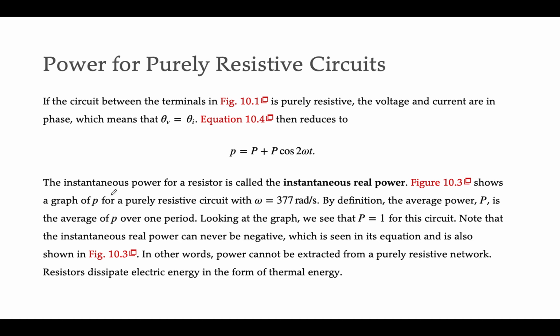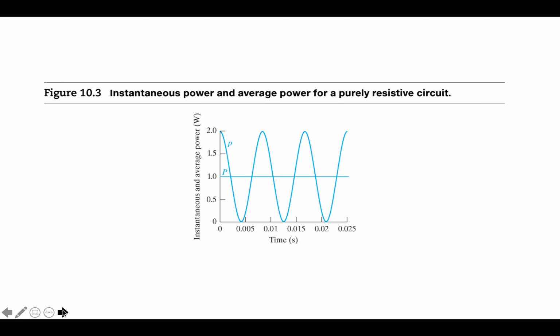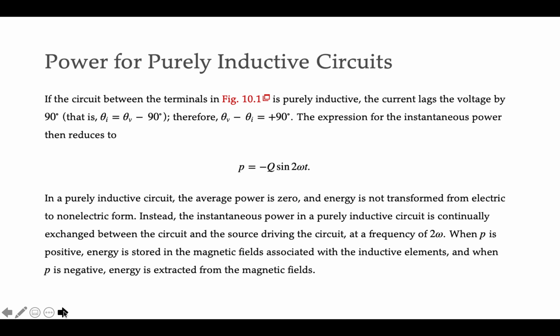So this is one of those important statements. When the circuit between two terminals is purely resistive, voltage and current are in phase, theta V is equal to theta I. You have no reactive power, you have the instantaneous real power, and P, being the average power, is maximized. Here is an illustration of the instantaneous power for a purely resistive circuit.